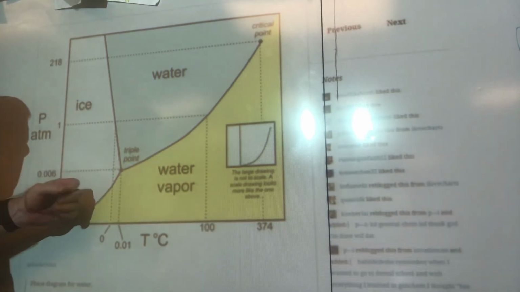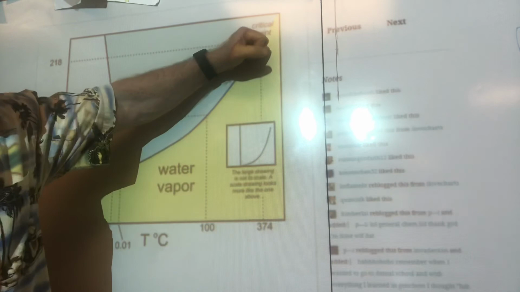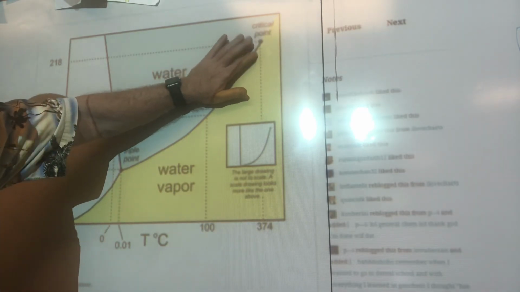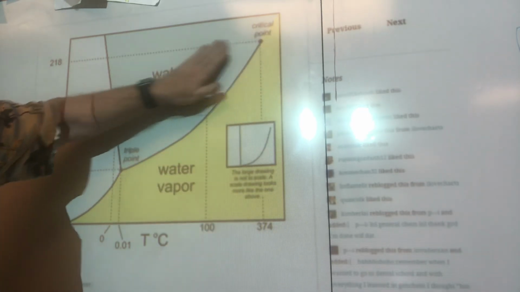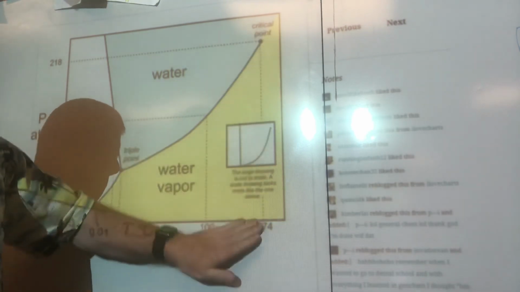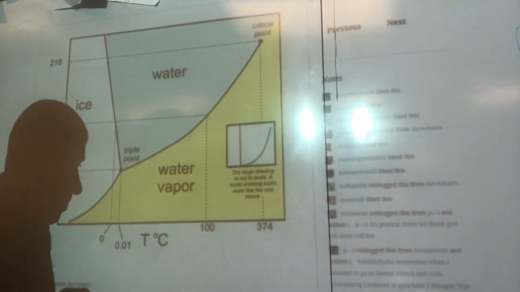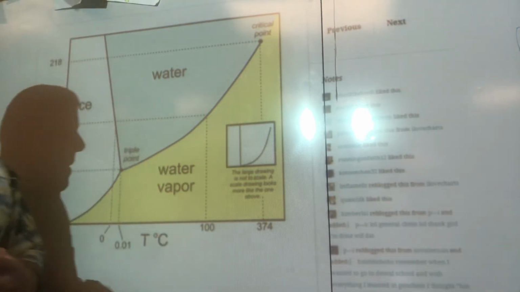There are some terminology terms on here, critical pressure. This is called the critical point, by the way. The critical point is where you have the critical temperature and the critical pressure that exists with that critical temperature, and our triple point. All right, I think that kind of would wrap it up.